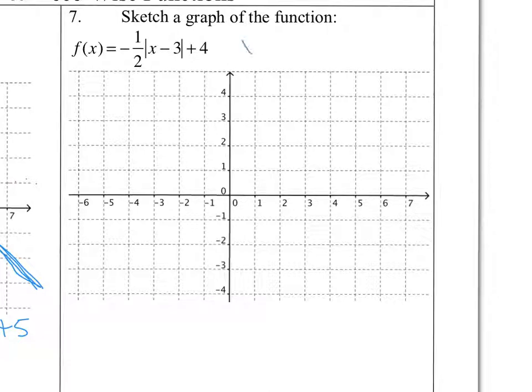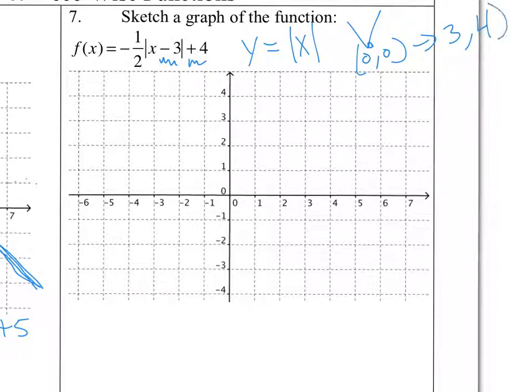I'm going to start based on my graph of y is equal to the absolute value of x, which we know has a vertex at 0, 0. First thing that's going to change is that my vertex is going to shift to positive 3, the opposite of what's inside, and positive 4. All right, there's my vertex.